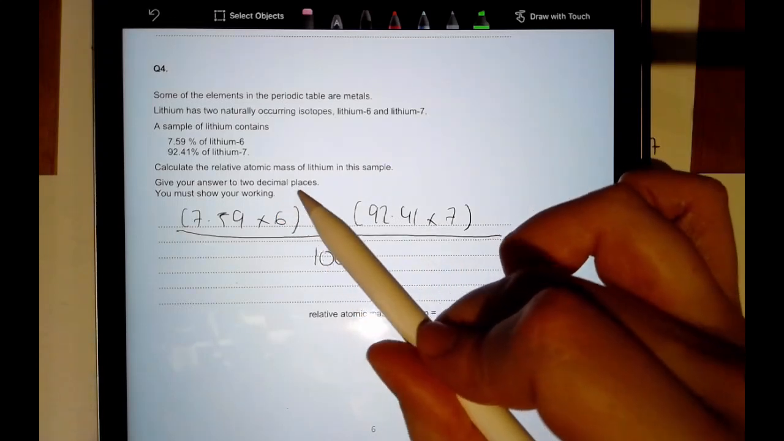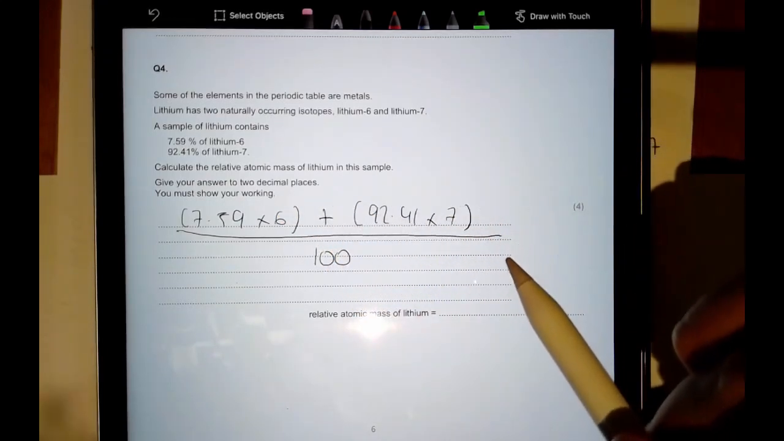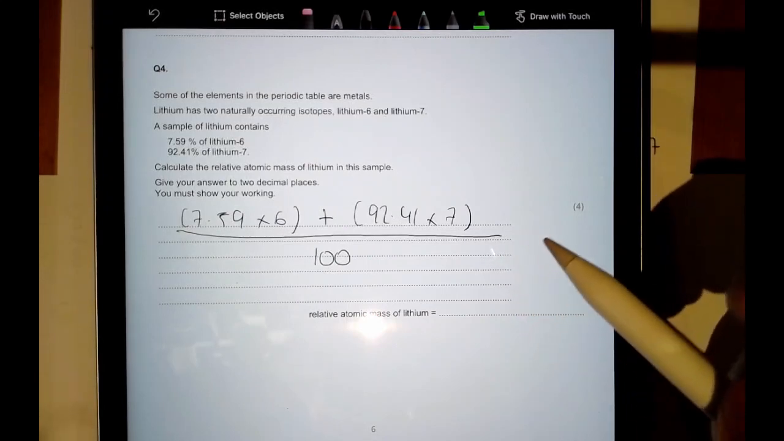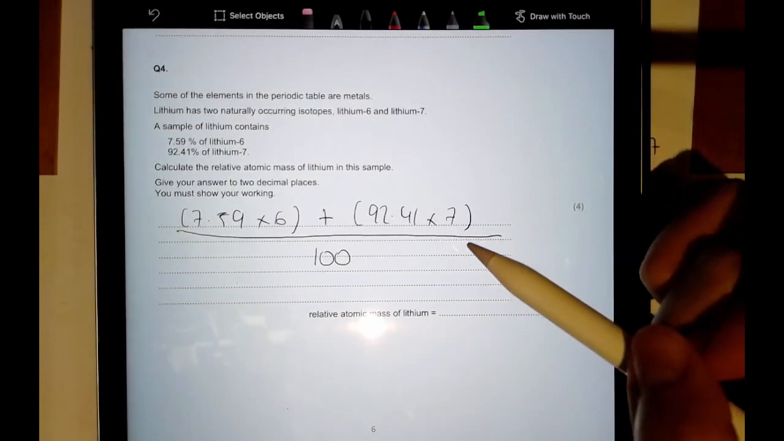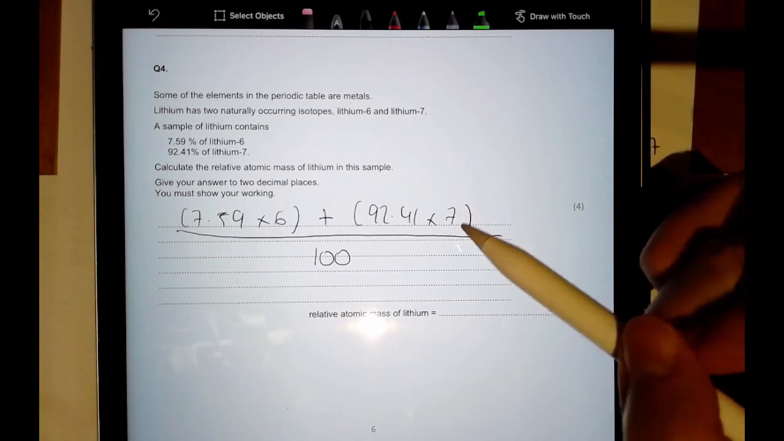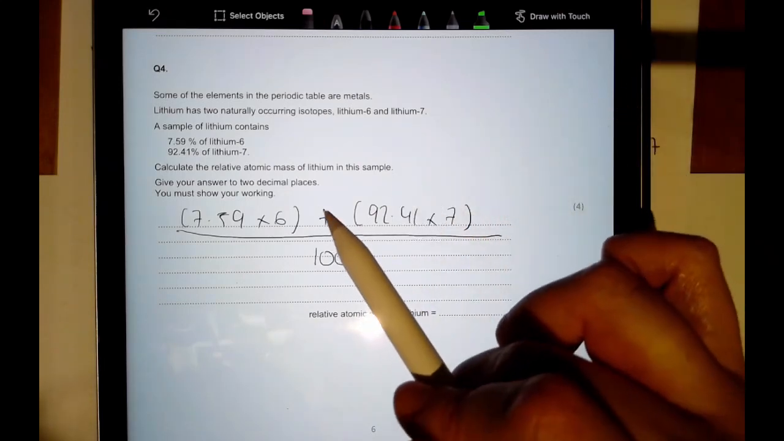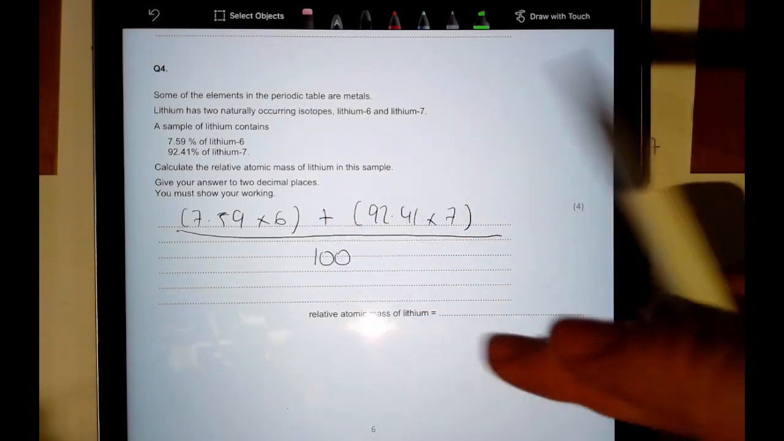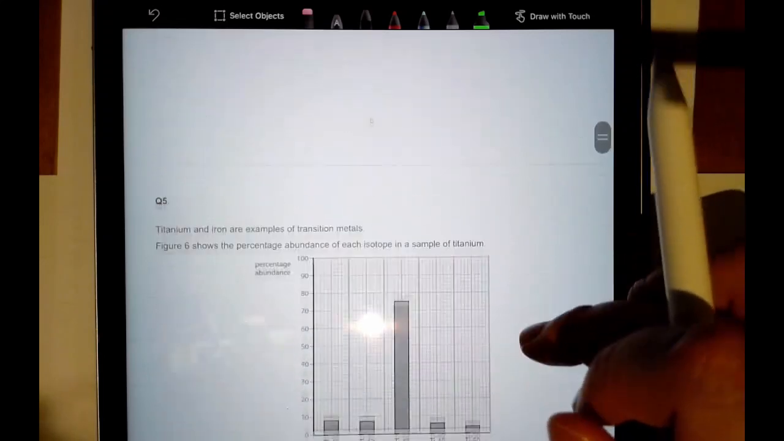Okay, so it says give your answers to 2 decimal places, but it should be very close to 7, maybe 6.99 or 6.90, something along those lines. If it's not close to 7, you've made a mistake. And the most common mistake is to put a multiplication between the brackets, not a plus.